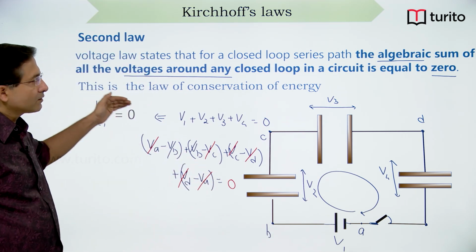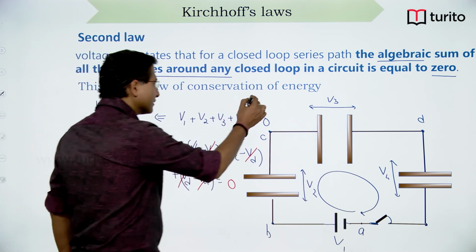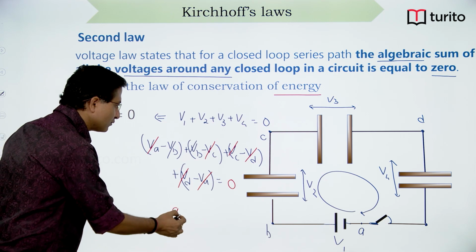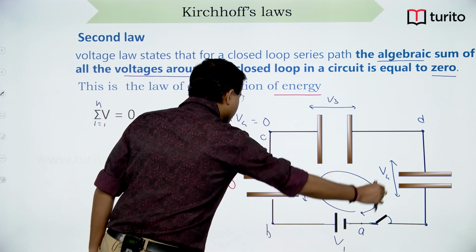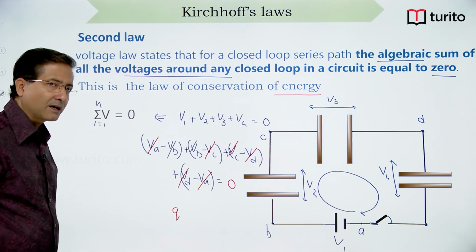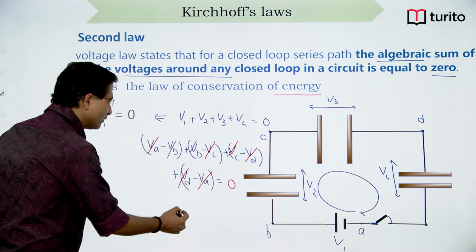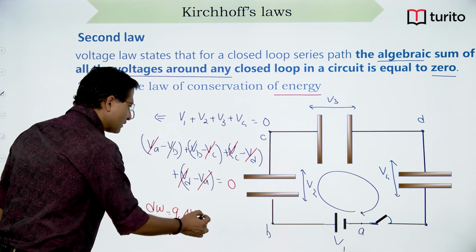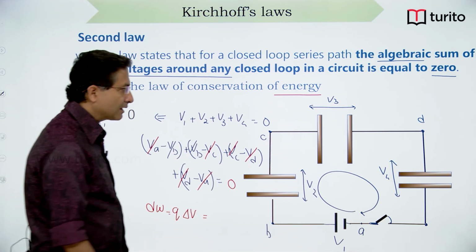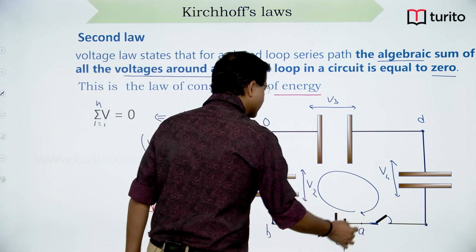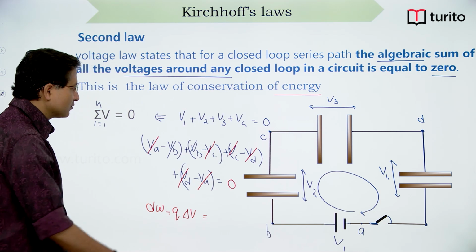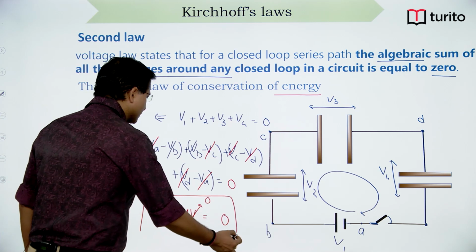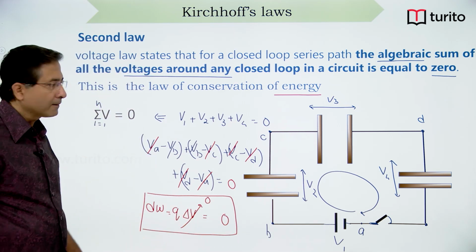Now, this is the law of conservation of energy. What is the law of conservation of energy? Look at this one. If you take a charge and move across the loop where your starting and ending point is the same, then you will write work done is equal to charge into potential difference. If your starting and ending point is the same, then the potential difference between starting and ending point has to be 0, and this quantity will be 0, right. So, that is why this is the law of conservation of energy.